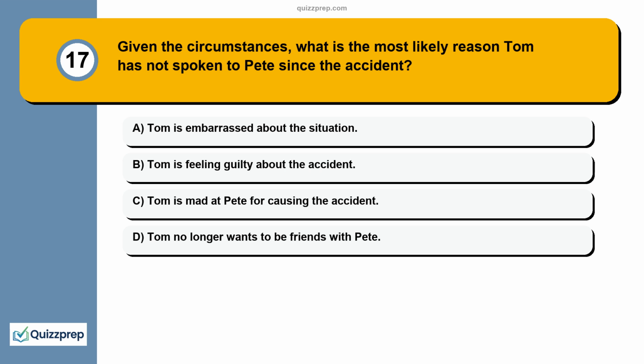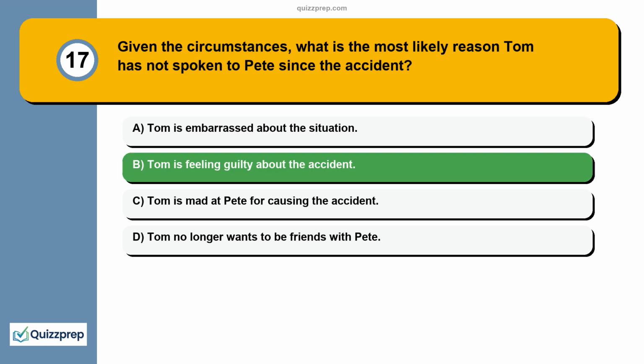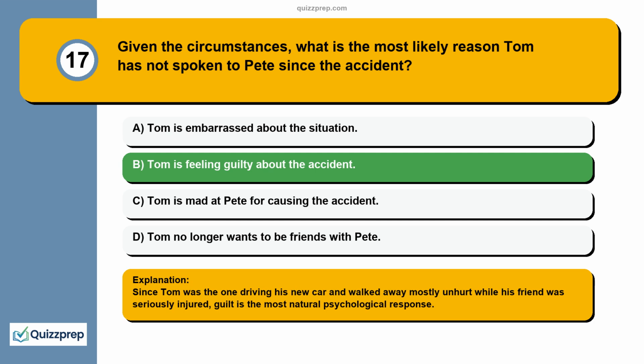Question 17. Given the circumstances, what is the most likely reason Tom has not spoken to Pete since the accident? Tom is embarrassed about the situation. Tom is feeling guilty about the accident. Tom is mad at Pete for causing the accident. Tom no longer wants to be friends with Pete. Since Tom was the one driving his new car and walked away mostly unhurt while his friend was seriously injured, guilt is the most natural psychological response.